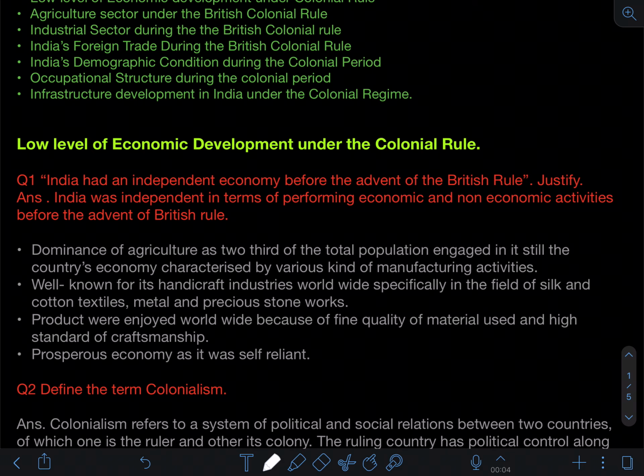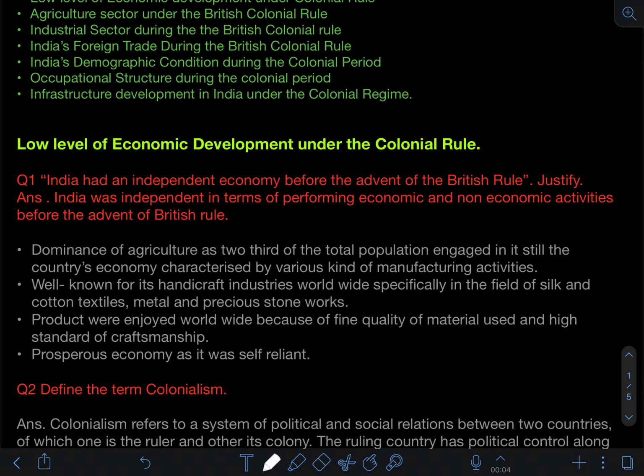India had an independent economy before the advent of the British rule. So what we are discussing is, before the British came to India, what was the state of the Indian economy? How did the country look? How was it doing, कैसा कर रही थी, right? That is what we are going to discuss for the very first question: what was the level of the Indian economy at that point of time when Britishers were not there. We were free from the rule of the Britishers. So it's very clear.